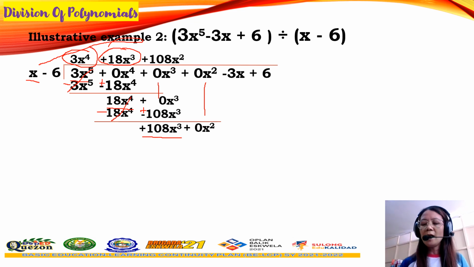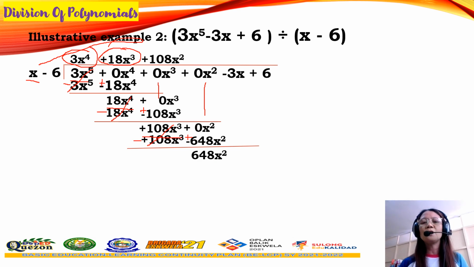Then multiply 108x squared times x is 108x cubed. 108x squared times negative 6 is negative 648x squared. Change the sign. Then positive will become negative and negative will become positive. Then solve for the difference. 0x squared plus 648x squared is 648x squared.